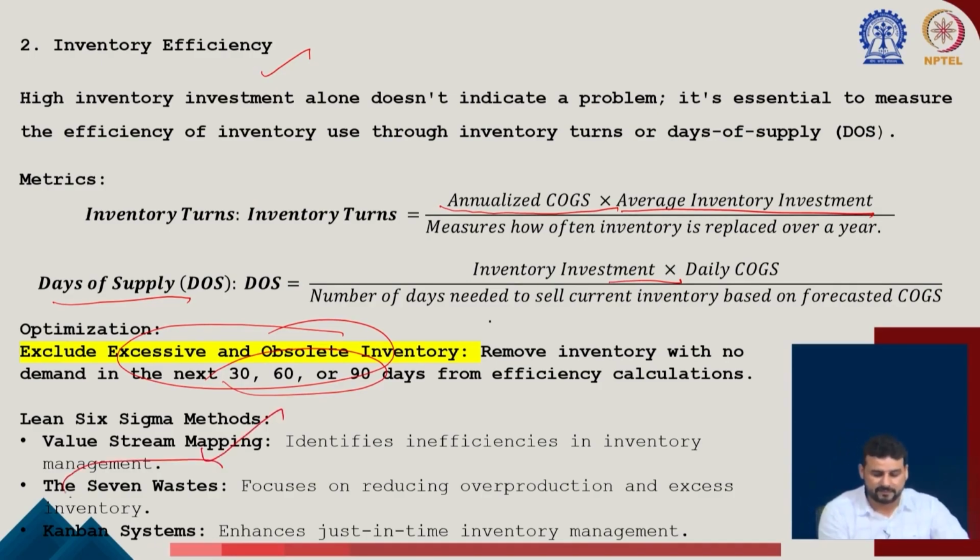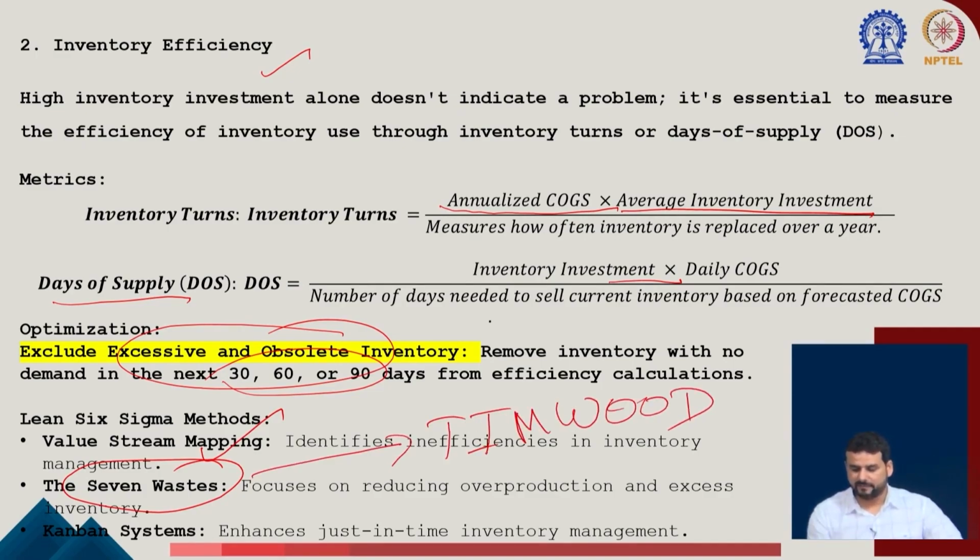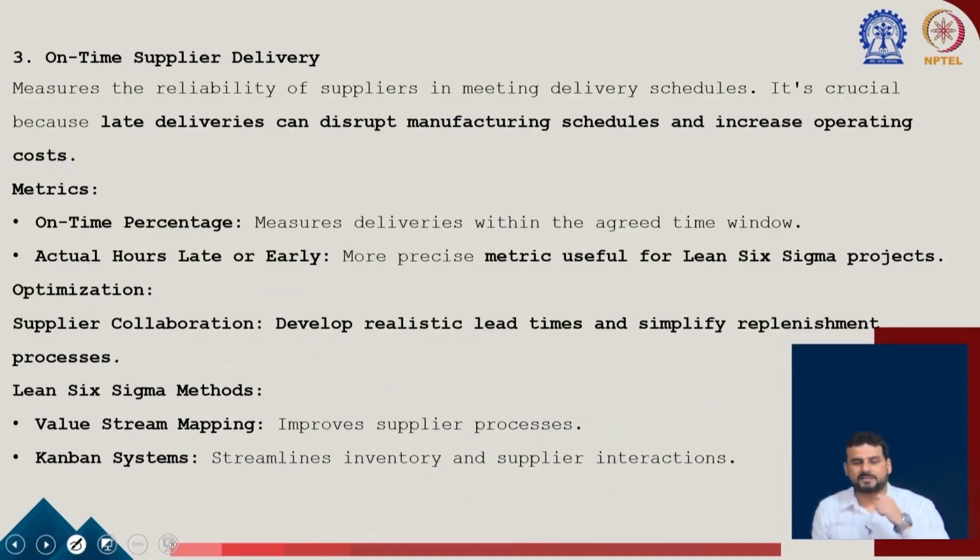Again, these are some of the tools. Value stream mapping, the 7 wastes, already we defined. Extra transportation is waste, extra inventory is waste, extra motion, movement and handling of product from here to there is waste, then your waiting time is waste, overproduction is waste, over processing is waste, and defects you are producing are waste obviously. So Kanban system can be implemented to enhance just in time and on-time delivery performance.